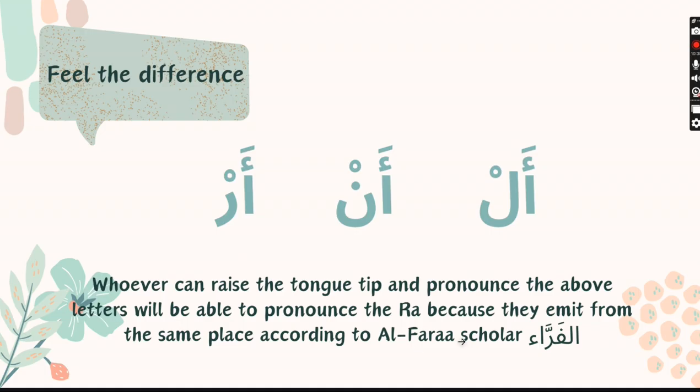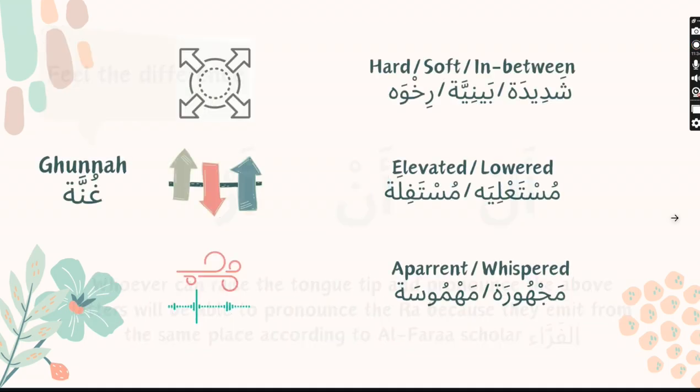Now there was a scholar called Al-Farra, and he said, whoever can raise the tongue tip and pronounce the above letters, the noon and the lam, will be able to pronounce the ra, because they emit from the same place. According to Al-Farra, those three letters have one articulation area. So whoever is able to pronounce the lam is going to be able to pronounce the noon and the ra, because they emit from the same place.